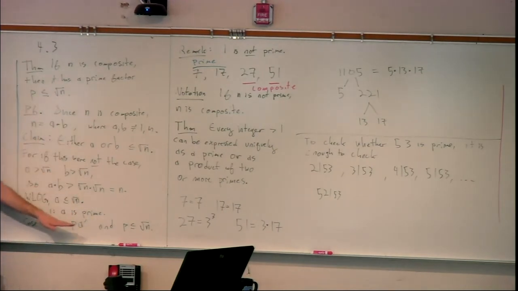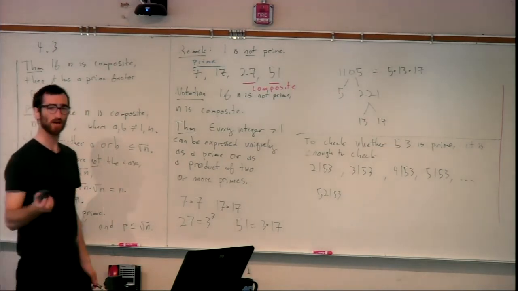So either way, I get some prime factor which is less than or equal to the square root of n. So that proves this theorem, that if n is composite, then it has a prime factor p which is less than or equal to the square root of n. So this makes our checking much easier.